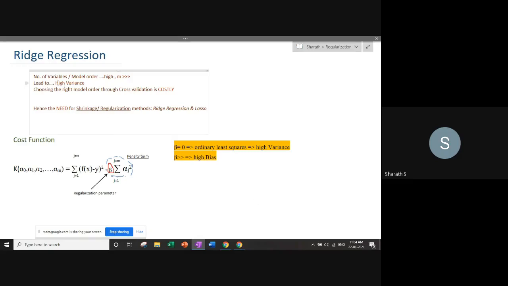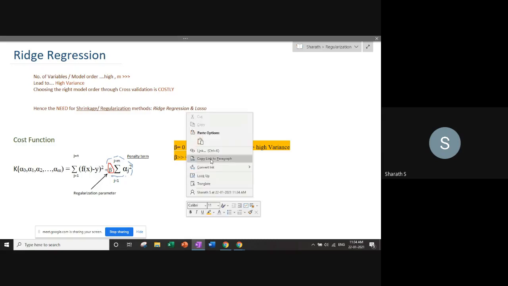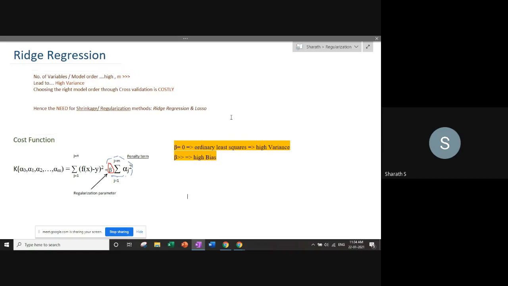Okay. So what happens when we have higher model order? You saw that it's trying to overfit the data. Since it tries to overfit, even though training error comes down, test error becomes high. So that is the problem of high variance. That is the reason that we have to constrain the model, and the better method to do that is ridge regression.